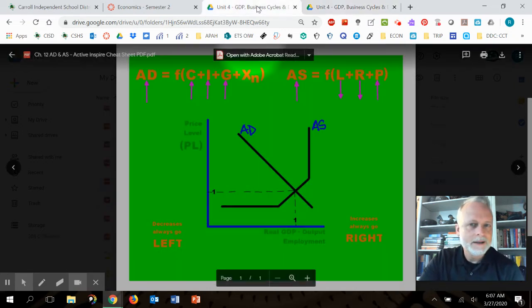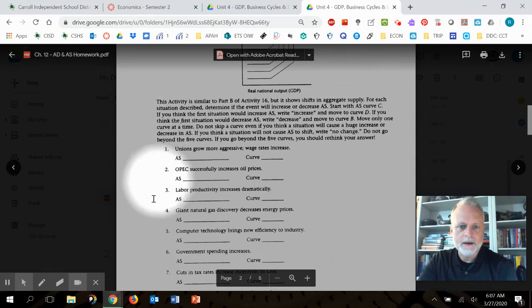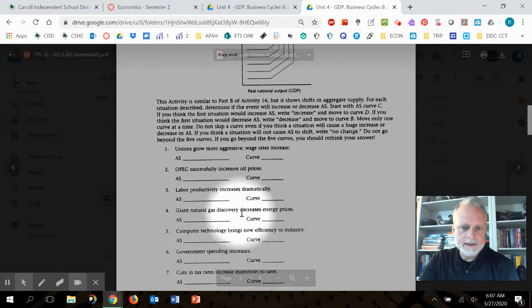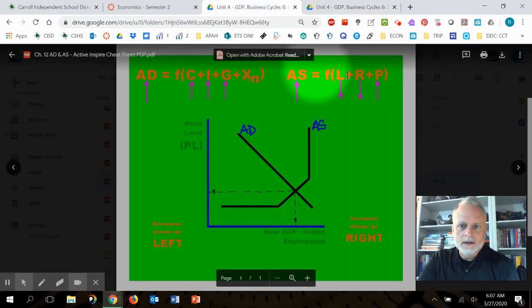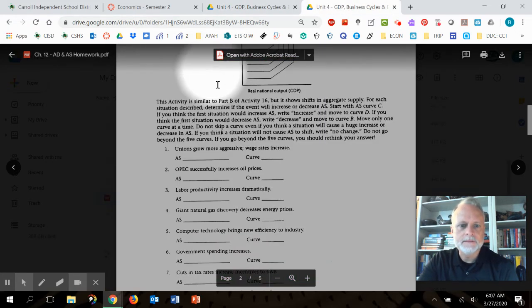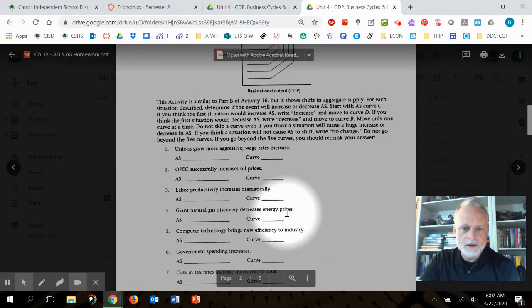Okay, so you need to do better. You guys, I know this stuff and I'm going through it so quickly. Every single time you see a prompt, go back to this and see if you can figure it out. So let's try that. Giant natural gas discovery decreases energy prices. So I would look at this and say, oh, okay. If they're decreasing natural gas prices, then that's going to show up as a decreased resource cost. Therefore, I can have an increase in AS, right? So that's going to shift our curve forward.